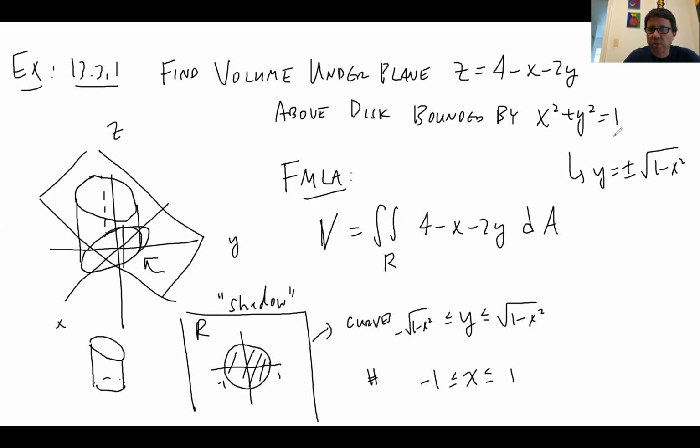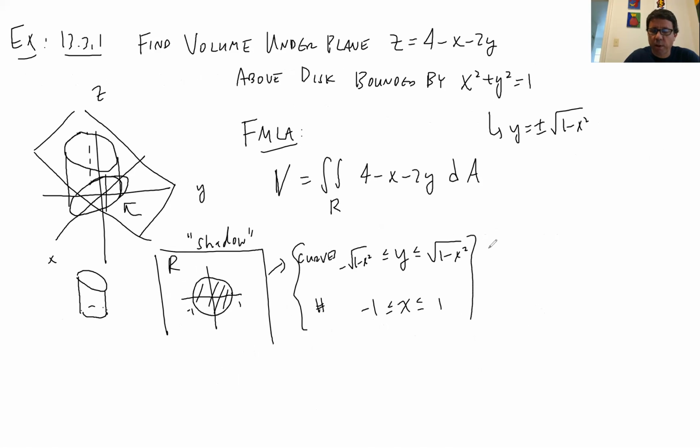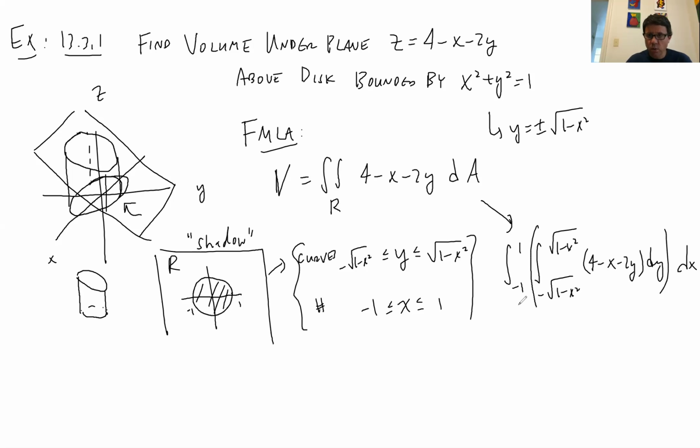So if you put this into the integral, with your characterization of R, you would get the integral from negative 1 to 1 dx, and then the integral from negative the square root of 1 minus x squared up to the square root of 1 minus x squared of 4 minus x minus 2y, and then you integrate that dy. It's not the worst one in the world, but it is annoying. You'll have some u substitutions in there, probably, and I guess you can do it.